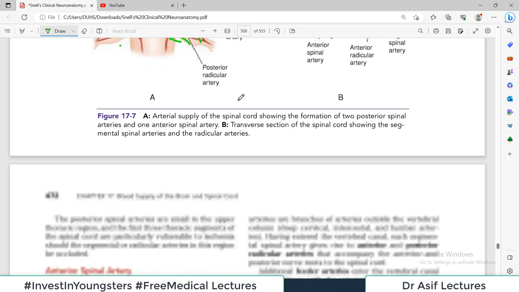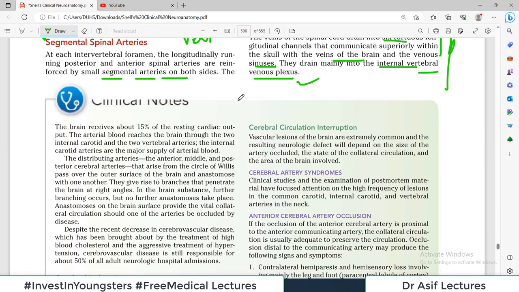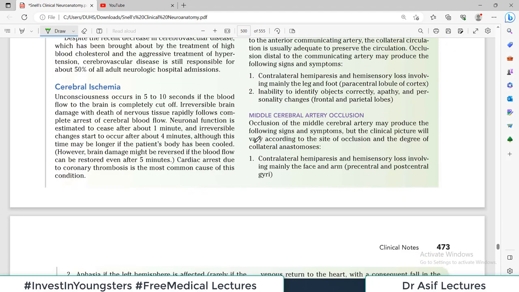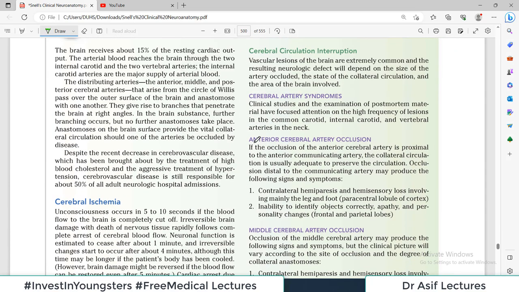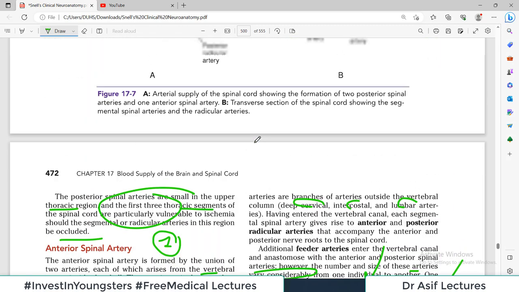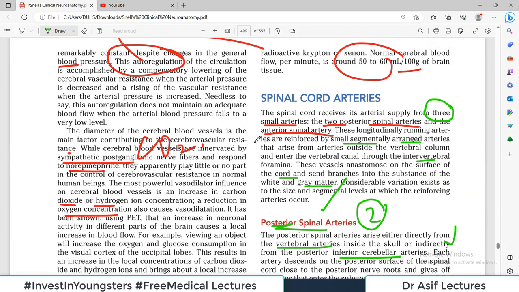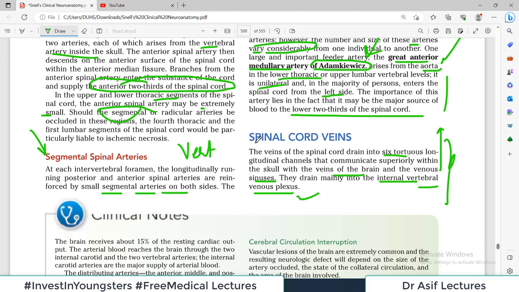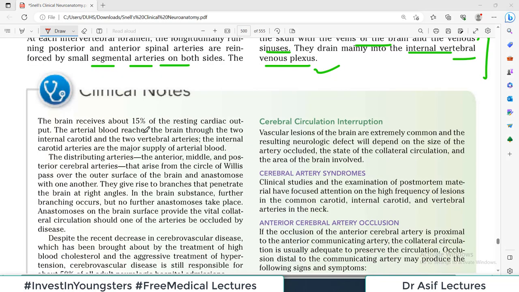Very, very important topic. And now I would say even more important are the clinical notes. So let's go through very important clinical notes. If these arteries are occluded, if there is gadbad ho jati hai, then how your body handles it, how your body presents with the complaints. So let's start discussing the clinical scenarios associated with the blood supply of the brain. So pay attention for the next few minutes so that you understand the clinical concepts.